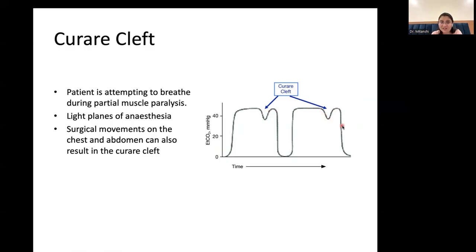What will I do in this condition? I will give more neuromuscular blockade and I will deepen the plane of anesthesia. Okay? Patient should not be able to breathe on his own when I have given general anesthesia to the patient.